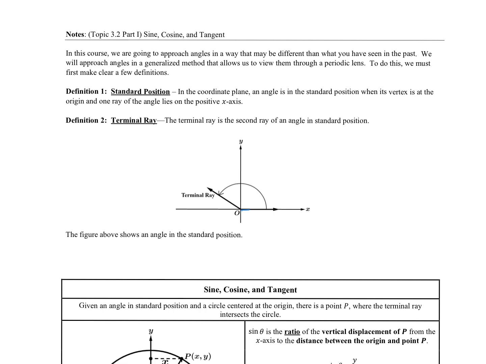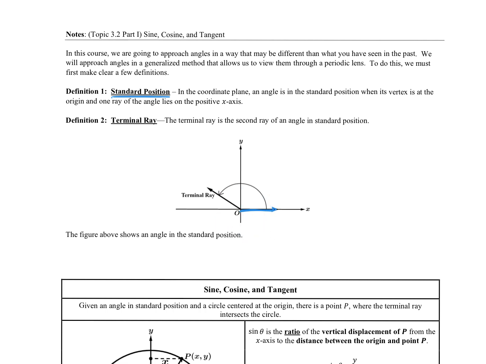Definition 1, standard position. In the coordinate plane, an angle is in standard position when its vertex is at the origin and one ray of the angle lies on the positive x-axis. All right, so this is going to be our standard position, so we're always going to start with this x-axis and then move from there.